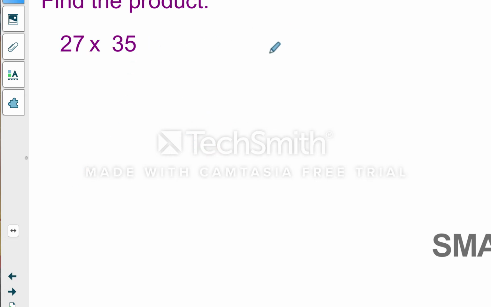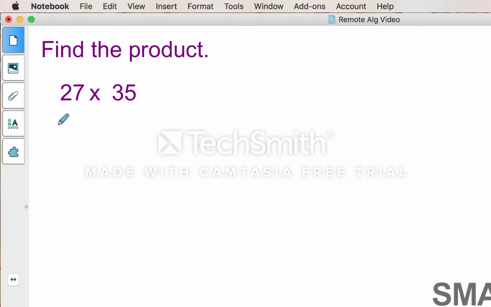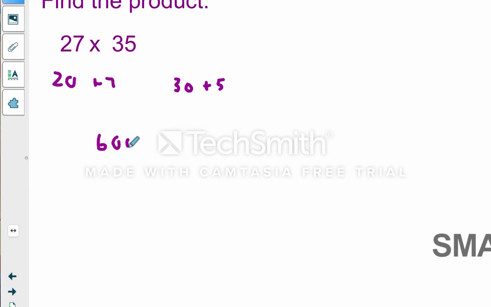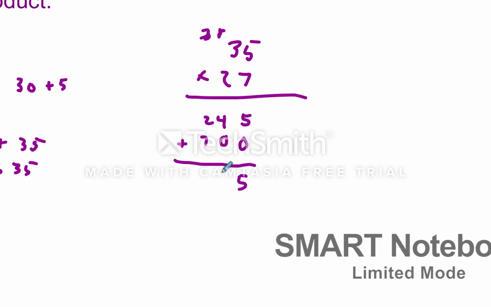The wrong answer here would be to say, okay, I'm going to multiply 20 by 30 because this is 20 plus 7, and 30 plus 5 is 35. Why can't we just do 20 times 30, call it 600, and then do 7 times 5, call it 35, and say I'm done for the day, right? Well, the issue, first of all, I'll show you the standard algorithm.